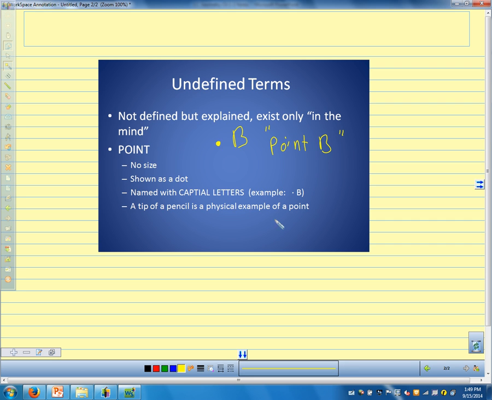An example: the way that we think of a point is something really, really tiny. So they give the example of the tip of a pencil, a really, really sharp pencil. The tip of that pencil we think of as a point. You could come up with your own examples. What would be a non-example of a point?